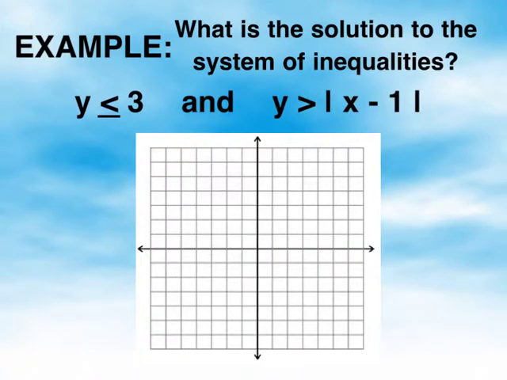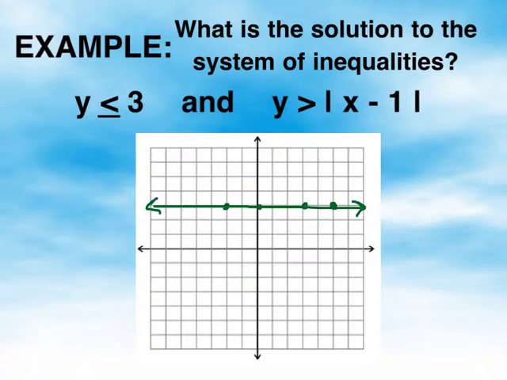And here we have another system. What is the solution to the system of inequalities? y is less than 3 and y is greater than the absolute value of x - 1. So let's start with y is 3. We'll go to the y-axis at the point 3. Now remember, what this means is it's telling us y is always 3. If x is 3, y is 3. If x is 5, y is 3. If x is -2, y is 3. So we're going to get a horizontal line through our axis.